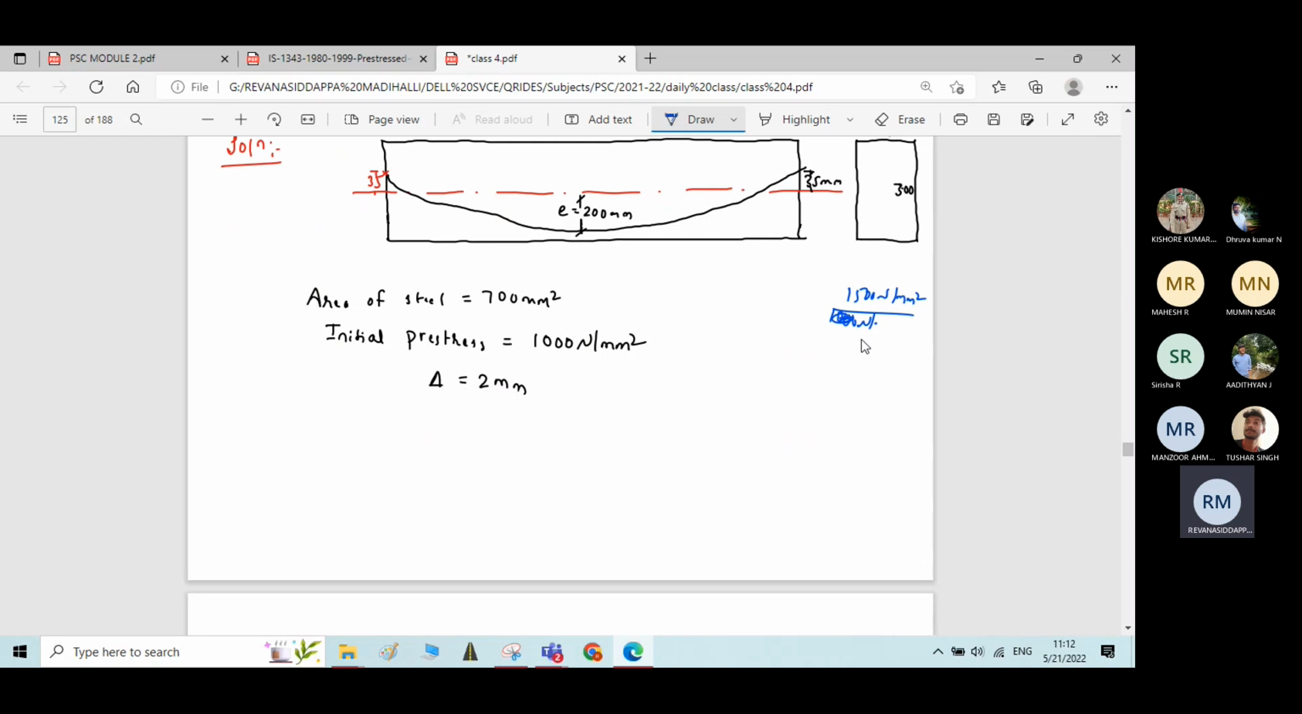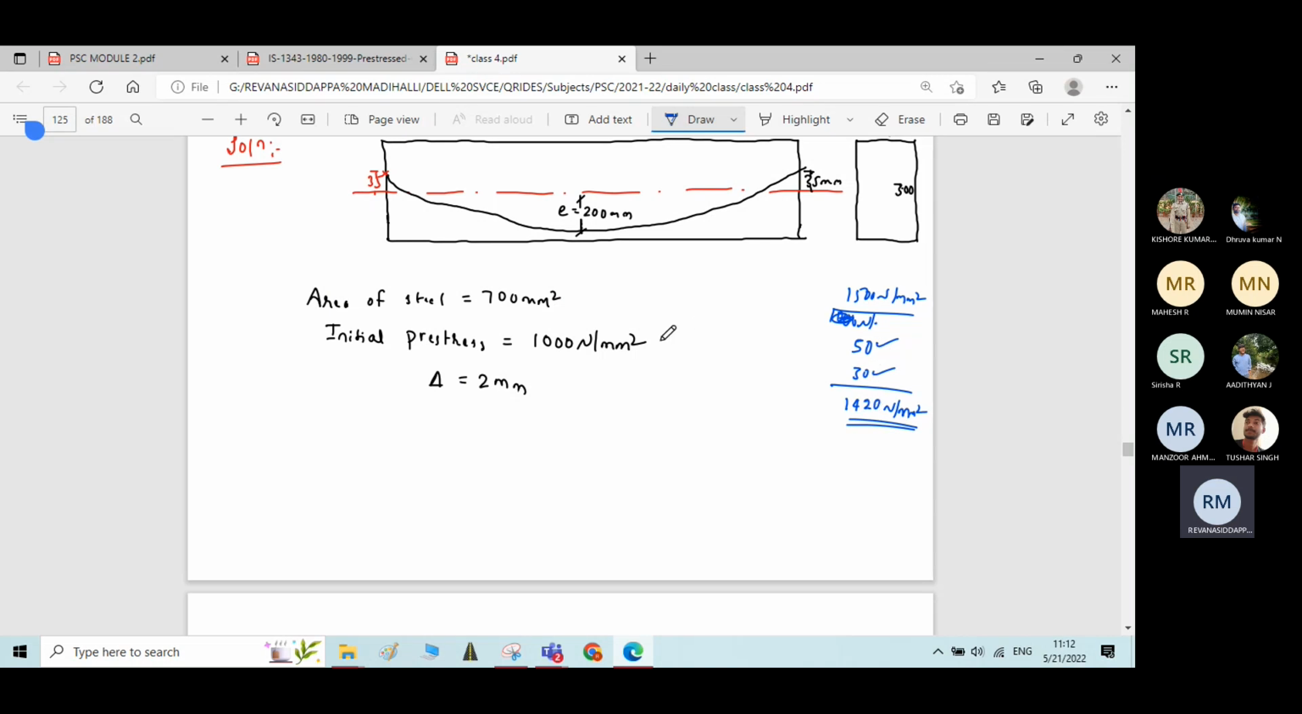Okay, if you assume a loss due to friction as 50 Newton per mm square, loss due to anchorage is around 30 Newton per mm square, then remaining final stress will be how much? This 50 is loss due to friction, 30 Newton per mm square is loss due to anchorage slip. Okay, so out of 1500, what is the remaining stress? It will be 1420, correct? 1420 is the final stress after the loss due to friction and the anchorage.